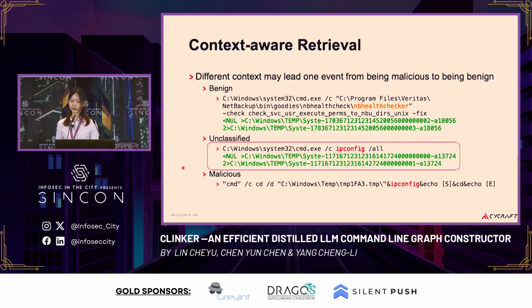Regarding context-aware retrieval, it is important to note that different contexts can change the classification of an event from malicious to benign. Let's take a look at the unclassified command in the red box. At first glance, it might seem suspicious, and it is related to both a benign and a malicious command through different aspects. However, since it is linked to the benign command through that green path, it is more likely to be benign. In reality, this command is most likely generated by IT automation tools.